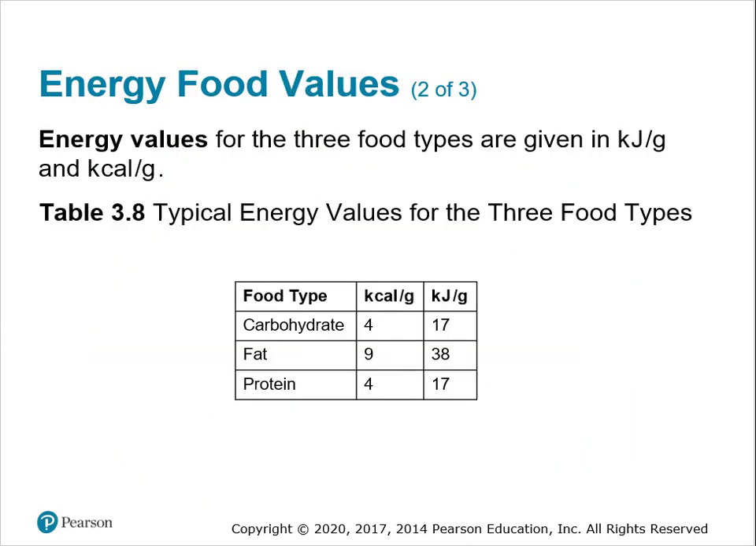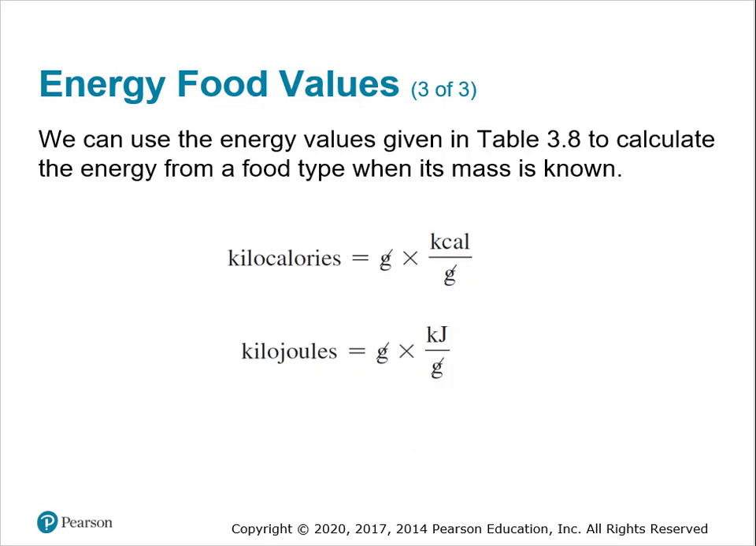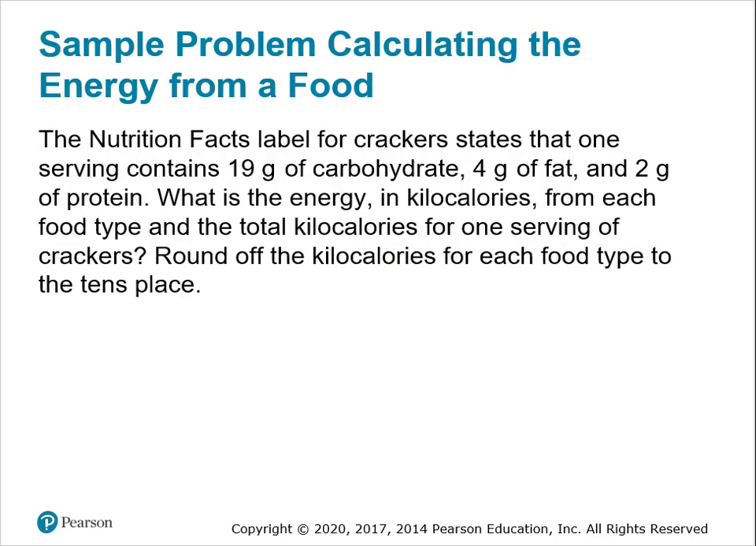Here are some energy values for the three food types, and they're given in kilojoules per gram and kilocalories per gram. We have carbohydrates, we have fats, and we have proteins, and there are different amounts of calories per gram for each of these. We can use the energy values given in those to calculate the energy from a certain food type when we know the mass. So let's do this. The nutrition facts label for crackers states that one serving contains 19 grams of carbohydrate.